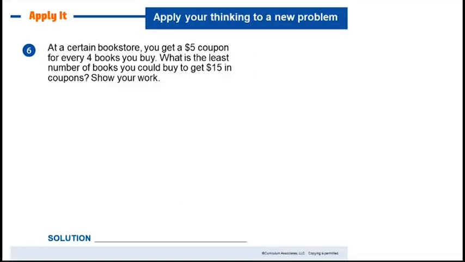So do question number 6, which should be a couple pages after our last one. So we're on question number 6. At a certain bookstore, you get a $5 coupon for every 4 books you buy. What is the least number of books you can buy to get $15 in coupons?